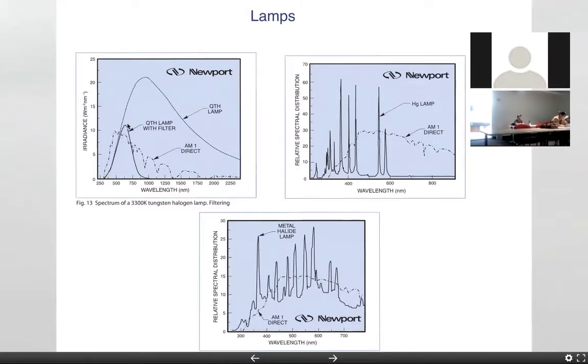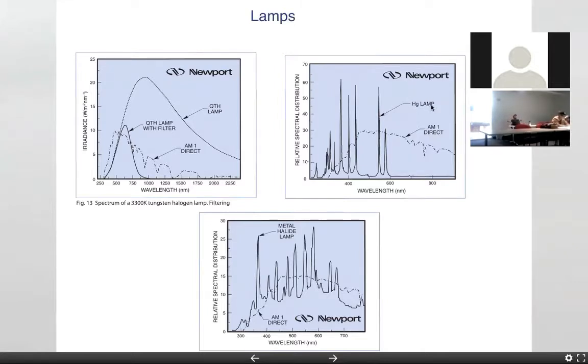Once you use the filter, you get a filter spectrum which looks like that. This is the wavelength, of course, and this is the irradiance, watts per meter squared per nanometer. And this is the AM1 for comparison. So we are trying to essentially illuminate the solar cell with this dashed line. And you can see that, with filters and lamps and so on, you cannot really approximate it perfectly, but you can get somewhat close enough to do some measurements. So we are kind of restricted.